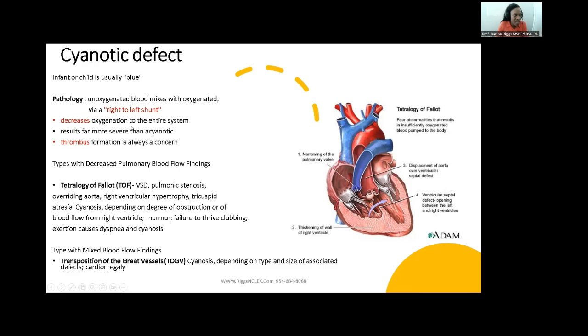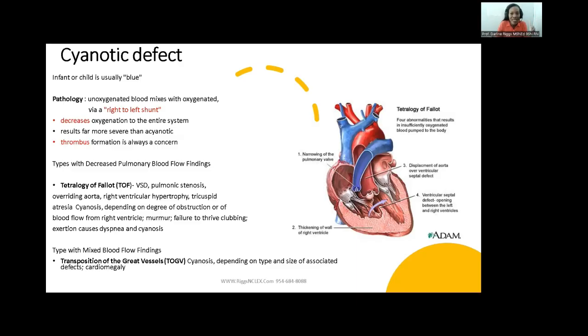So they have decreased oxygen to their entire body, which causes severe cyanosis, and they're at risk for thrombus, the clot, which we've talked about so much. So that's an issue. They're going to have murmurs. They're going to have failure to thrive. This has to be fixed with multiple surgeries. Okay, so that's tetra.